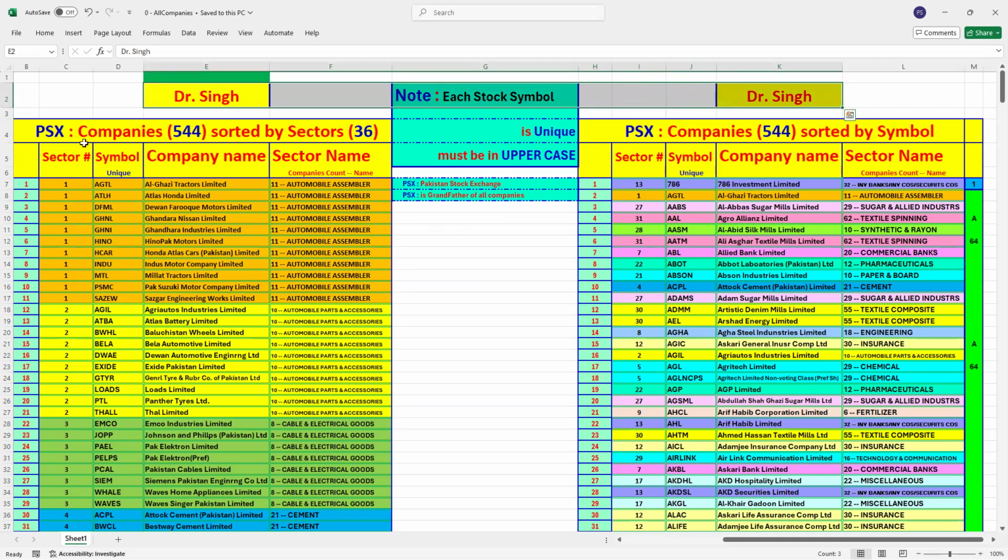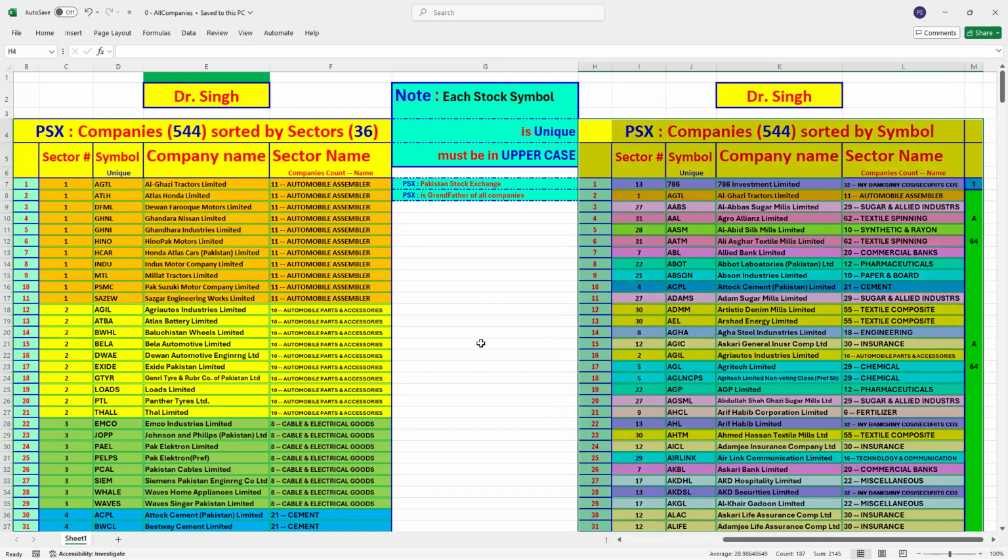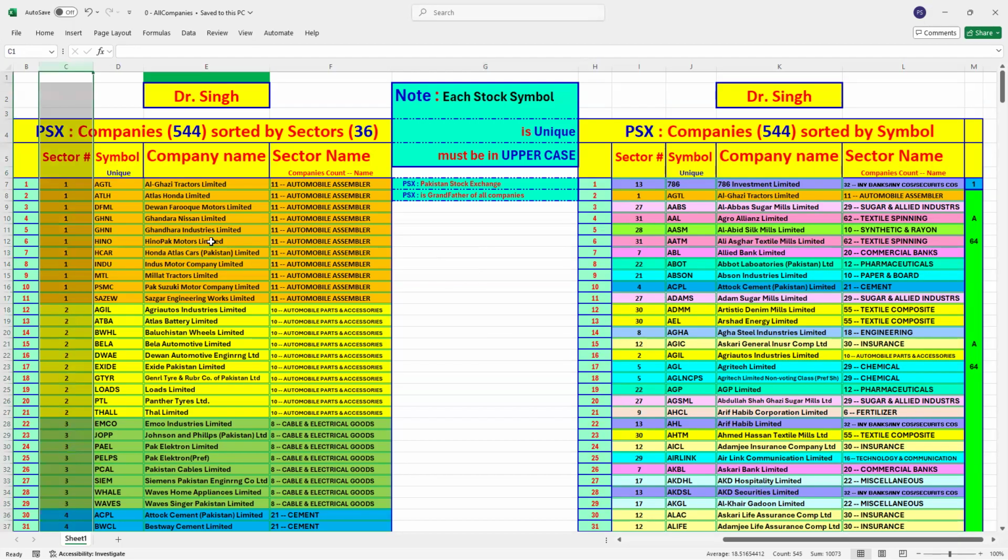What you're looking at is two tables, one on the left side and one on the right side over here. Both of these tables have the same information. The difference is the table on the left side is sorted on the sector number, like sector number one, sector number two, and so on. The first sector is automobile assemblers, and number two is automobile parts and accessories. Whereas on the right hand side, it is sorted by the symbol of the stock.